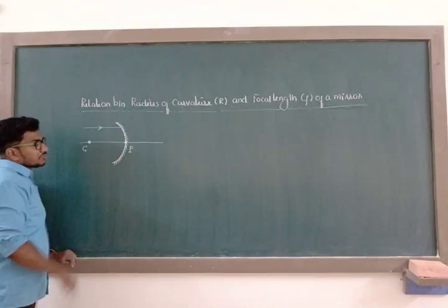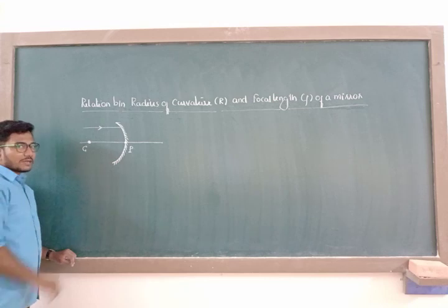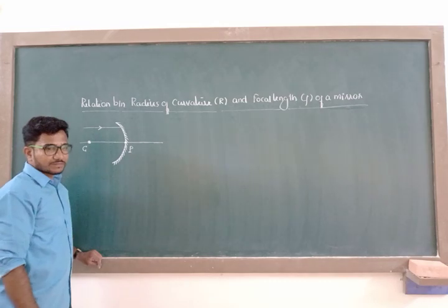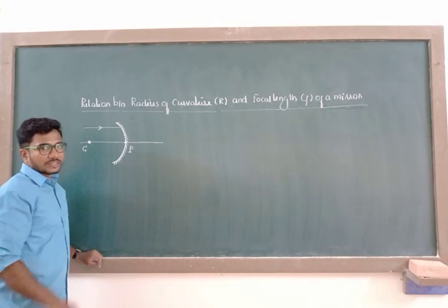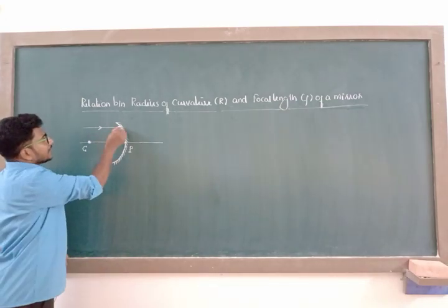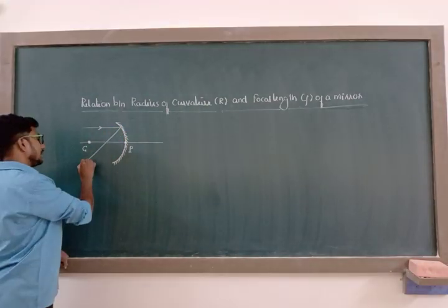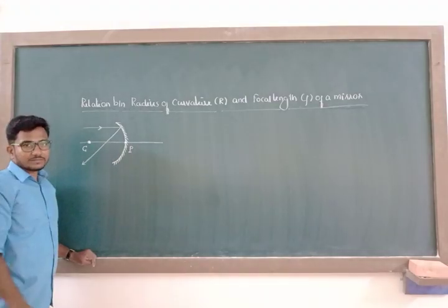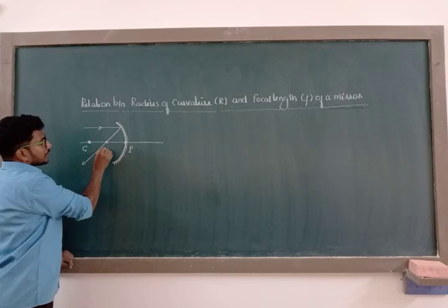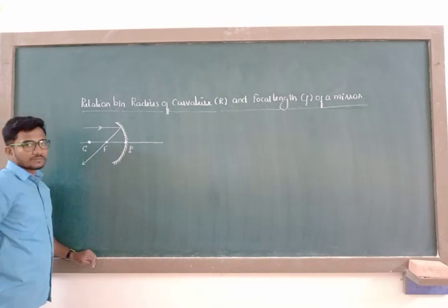So in case of concave mirror, we know that if light ray is parallel to the principal axis, after reflection the corresponding reflected light ray converges to a point on the principal axis. That point is known as principal focus. Incident light ray, a reflected light ray, direction of reflected light ray. This point is known as principal focus and it is represented by capital F.